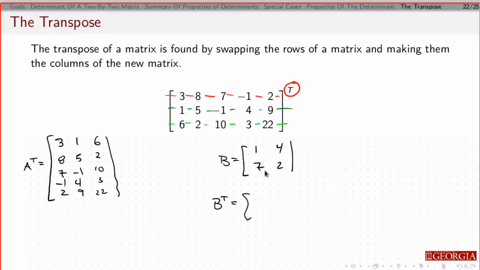I'm going to go across this. So the first row is 1, 4. That becomes my new first column. Second row is 7, 2. That becomes the second column. And that's the transpose of that matrix. And notice this does not have to be a square matrix. So this matrix is 3 by 5. The transpose is 5 by 3.